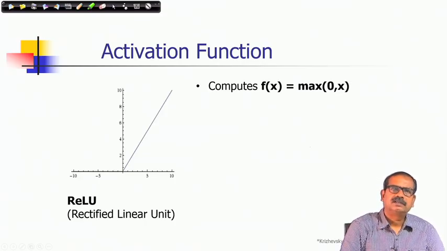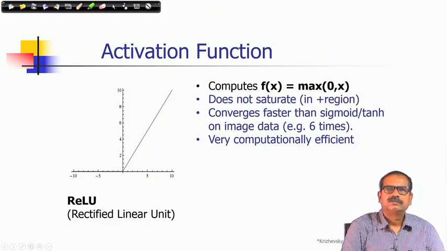This particular function, the rectified linear unit, is very popular in convolutional neural networks and different neural architectures. The functional form has been shown here: for the positive half of the input it is linear, and for the negative half the value is 0. So, there is a nonlinearity and a first order discontinuity at the value 0. The advantage is that it does not saturate in the positive region, and it converges faster than sigmoid and tan hyperbolic on image data, for example 6 times, and it is very computationally efficient.